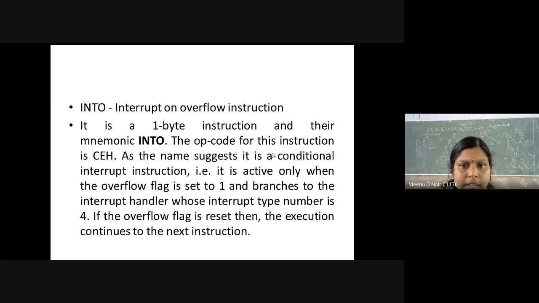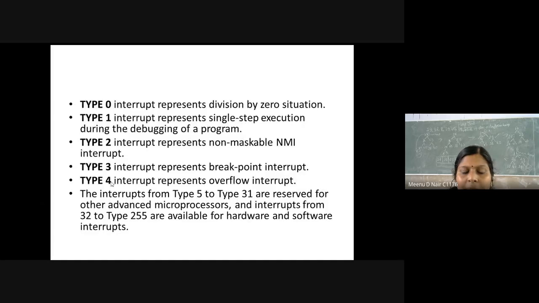Then the interrupt on overflow instruction. This is also a one byte instruction, that is INTO. It is a conditional instruction. It is active only when the overflow flag is set to 1 and branches to the interrupt handler whose interrupt type number is 4. If the overflow flag is reset, the execution continues to the next instruction. Whenever the data exceeds the limit and the overflow flag is set as 1, it gives an interrupt.